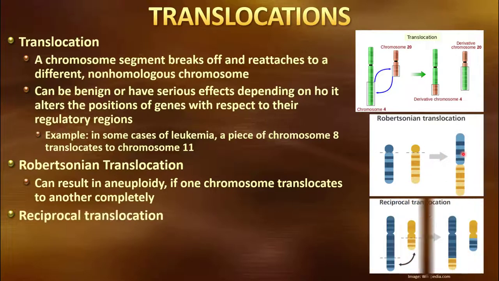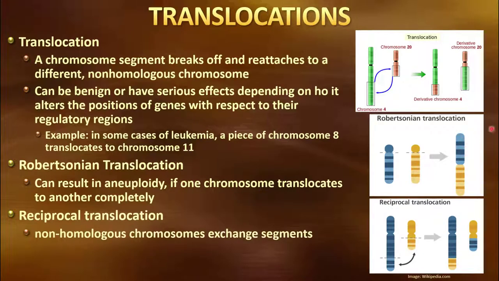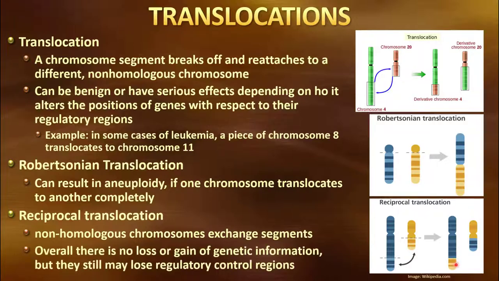A reciprocal translocation is where we have non-homologous chromosomes exchanging sections. We have a break here that goes over to this chromosome, and then a reciprocal break here that comes over to this chromosome. So it's not the same as crossing over, because crossing over would be between homologous pairs. This is between non-homologous chromosomes. Here, there's, again, overall not any loss of genetic material. They have both of those sections.